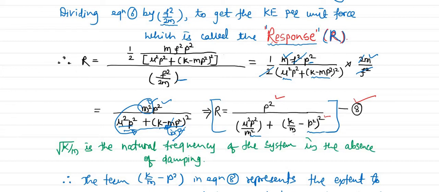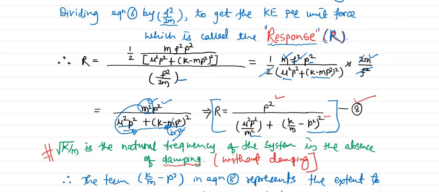So in this equation, or in general, we got that root k by m, √(k/m), is the natural frequency of the system in the absence of damping. That means if the system takes vibrations without damping, whatever the frequency of that particular system may be, that is √(k/m). It is the frequency without damping.